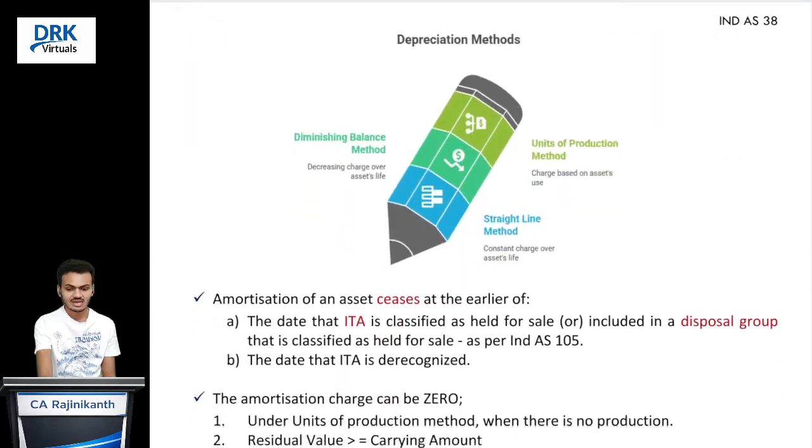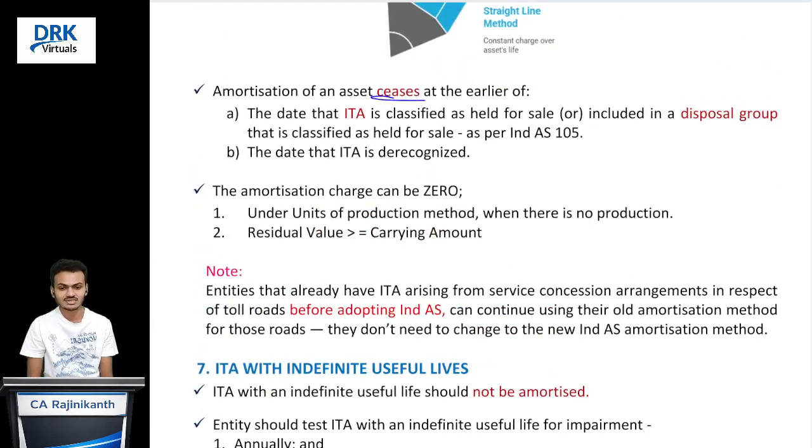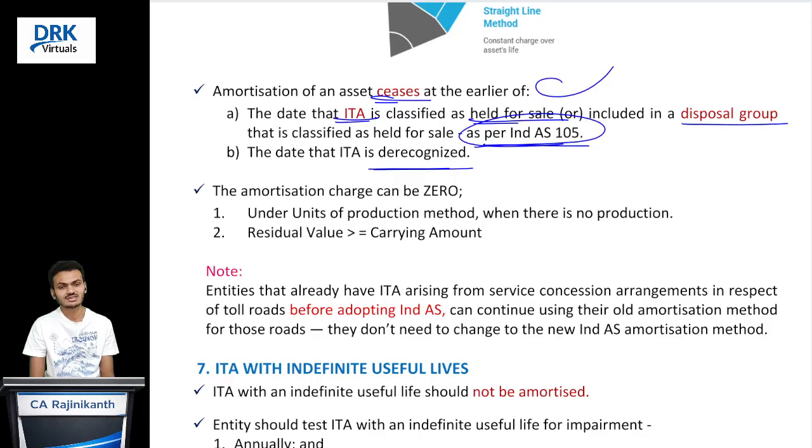And next one is, amortization of an intangible asset will cease at the earlier of the following dates. What is that? When the intangible asset is classified as held for sale, or included in a disposal group that is classified as held for sale. It means the moment Ind AS 105 is applicable, that date, or the date of derecognition of the intangible asset, whichever is earlier. From that date, we should cease the amortization.